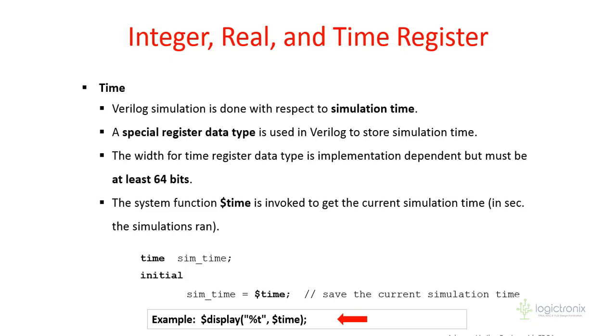So if we want to show the current time on the console, then we can use $display, bracket, %d, comma, $time. So $time is the current time. It will display the current time. The %d is the identifier which will display the current time.